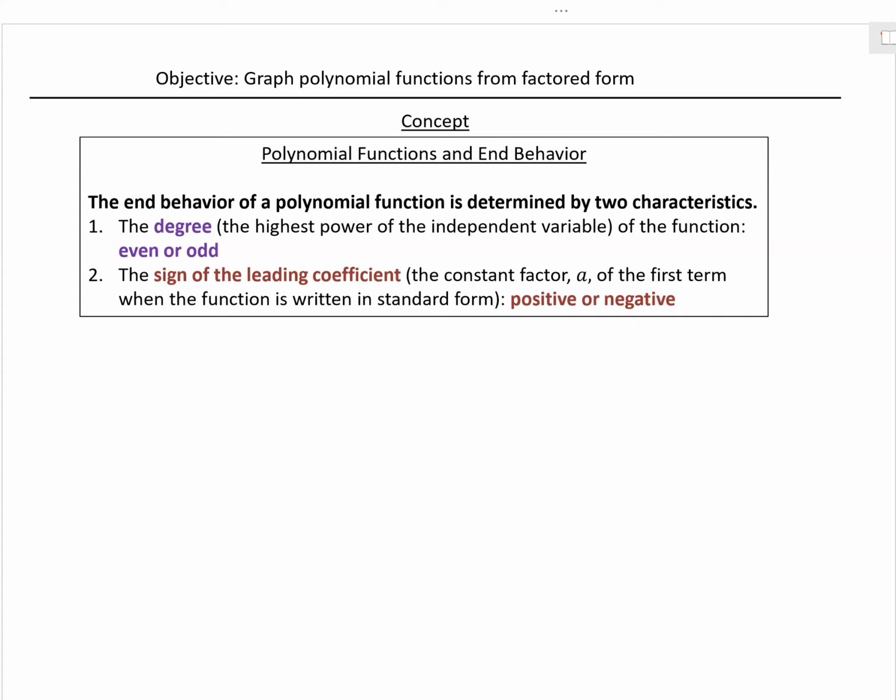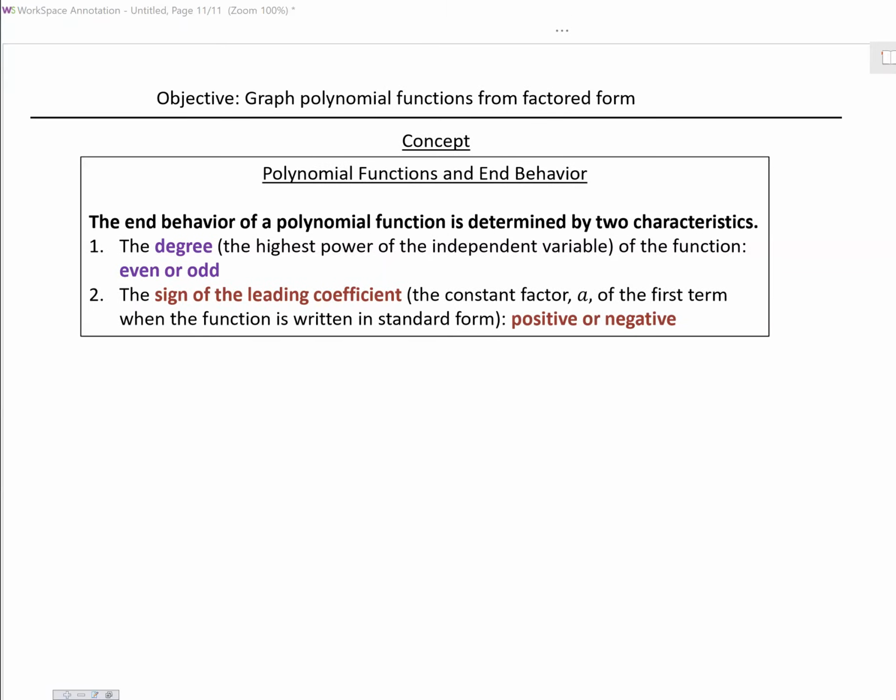One of the things we have to realize is there are two things that we're going to need in order to figure out our end behavior. So that's what this is saying here. The end behavior is determined by two characteristics. One is the degree of the function, which is the highest power of the variable, and whether that is an even number or an odd number.